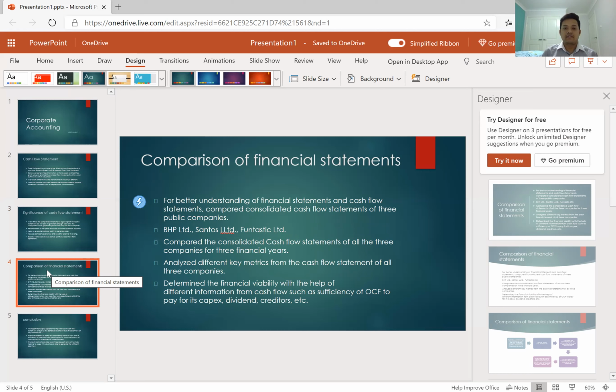We analyzed different key metrics that can be inferred from the cash flow statement of all three companies. We also determined the financial viability of all the companies with the help of different information from the cash flow statements, such as whether the cash generated from operations is sufficient to pay for its capital expenditure, its dividend, and similarly creditors or staff, etc.